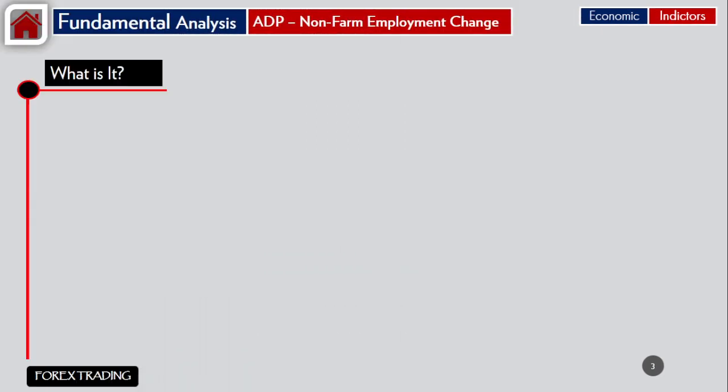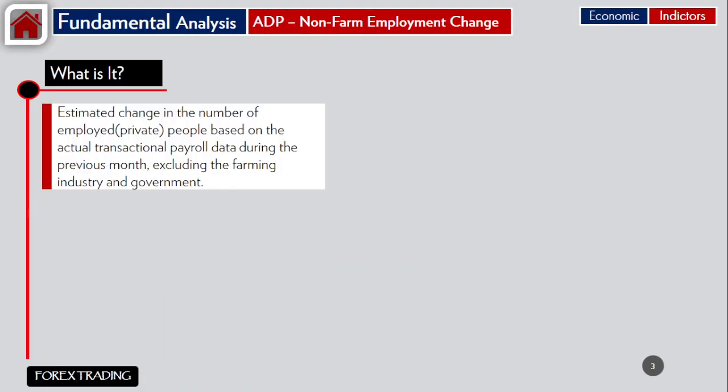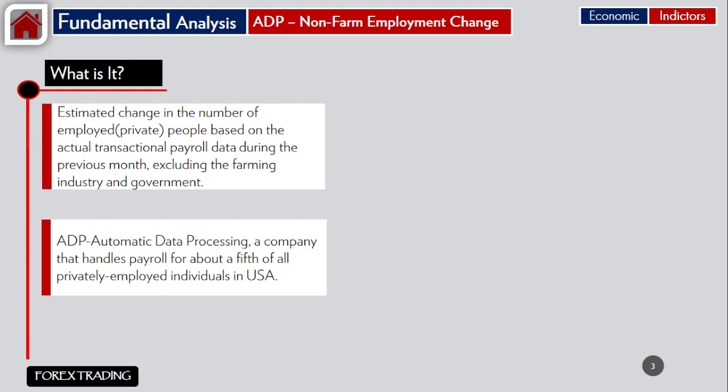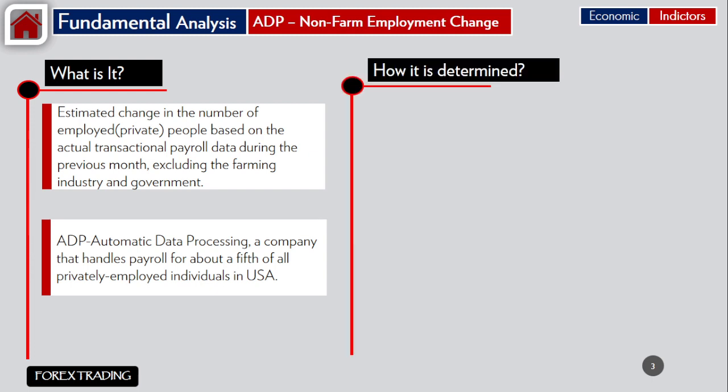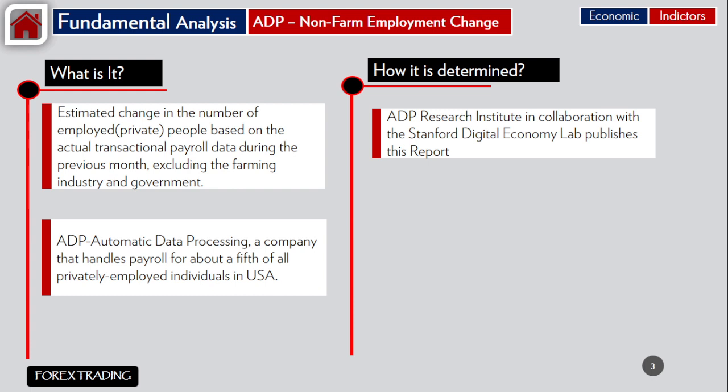So what it is: the estimated change in the number of employed private people based on the actual transactional payroll data during the previous month, and it excludes the farming industry and government employees, so please take note of it. And ADP stands for Automatic Data Processing, a company that handles payroll for about a fifth of all privately employed individuals in the USA.